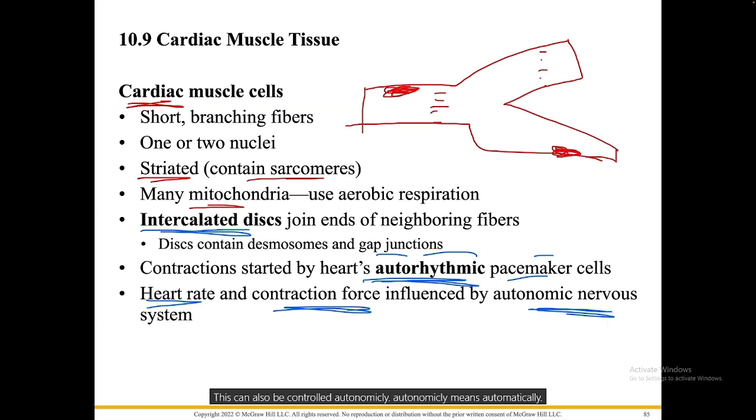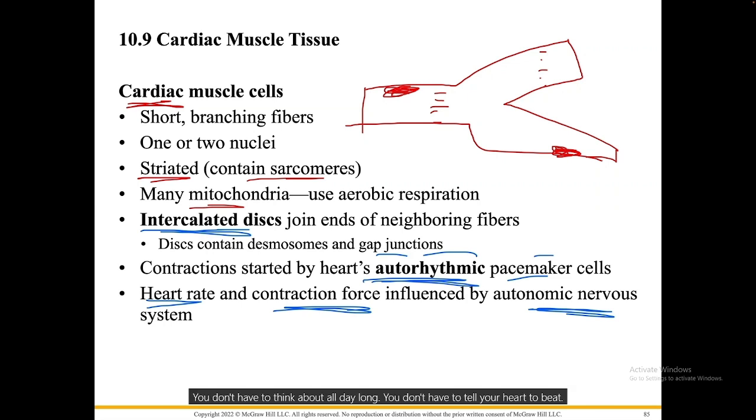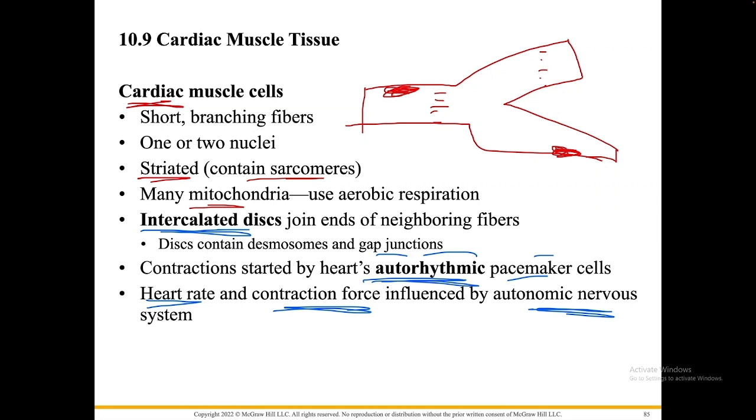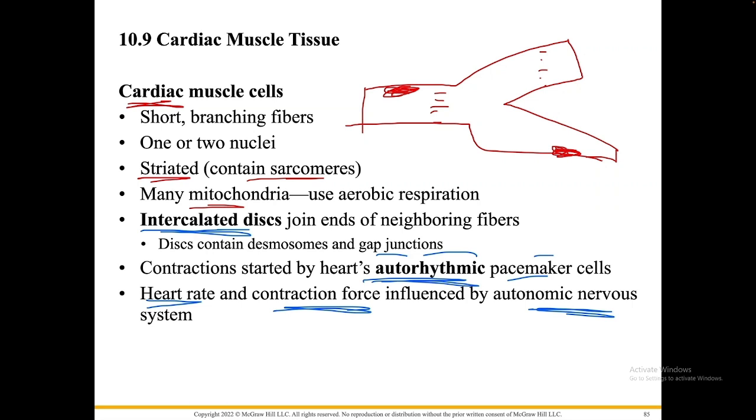This can also be controlled autonomically. Autonomically means automatically. You don't have to think about it all day long. You don't have to tell your heart to beat, right? If you did, we would die. Your voluntary muscles in your arms and legs, you can control those. But cardiac muscle is involuntary.